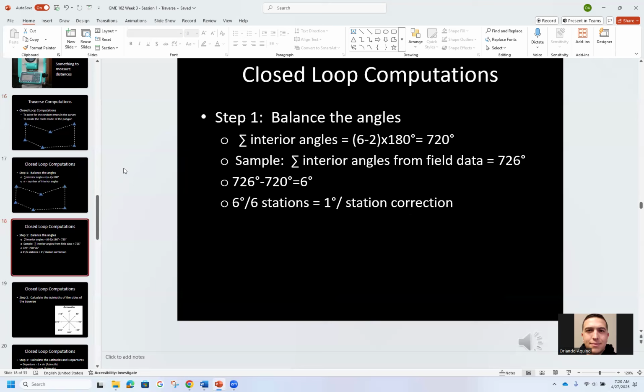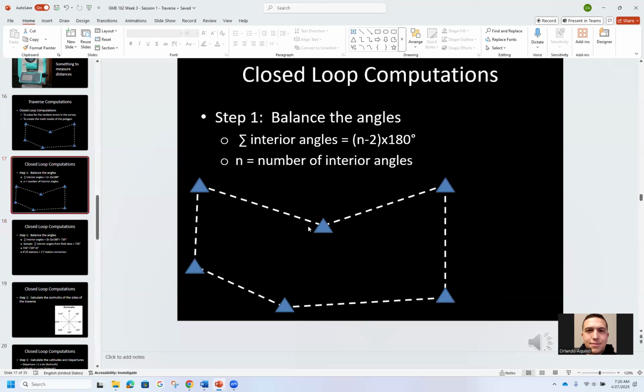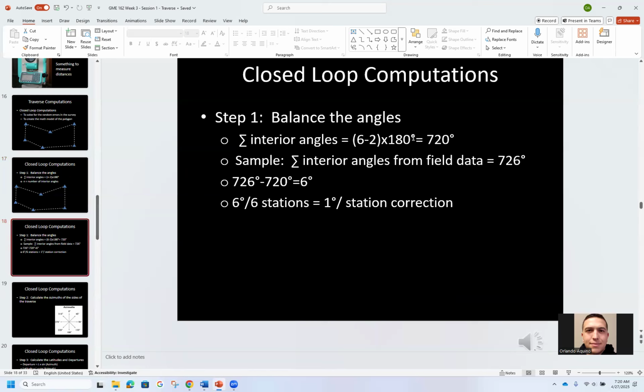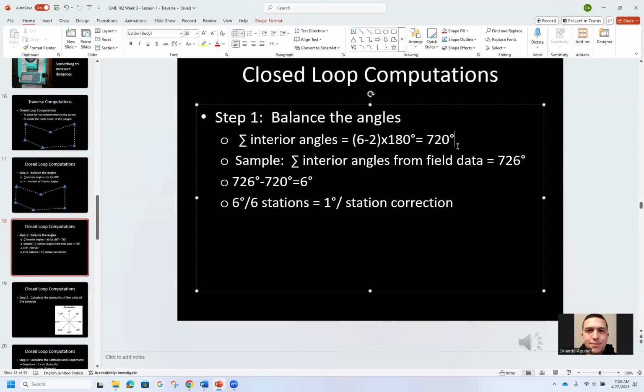So, another recap: step one, balance the angles. The summation of the interior angles is n minus 2 times 180, n being the number of interior angles. In this case, you had 6 interior angles. So 6 minus 2 times 180 equals 720. That's your standard right there. 720 is where you want to meet.